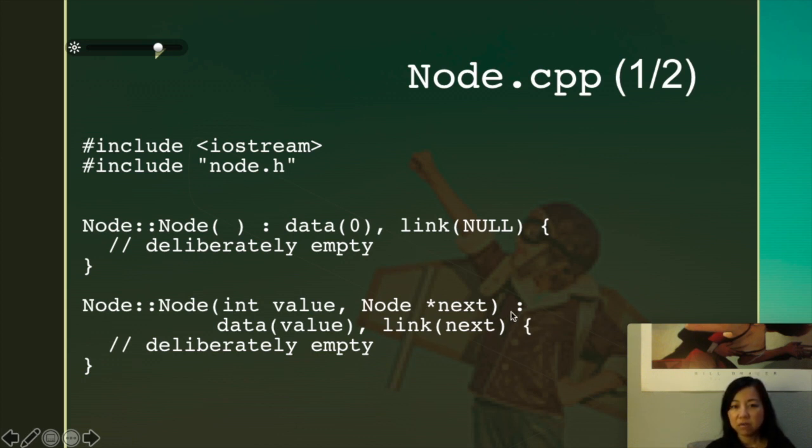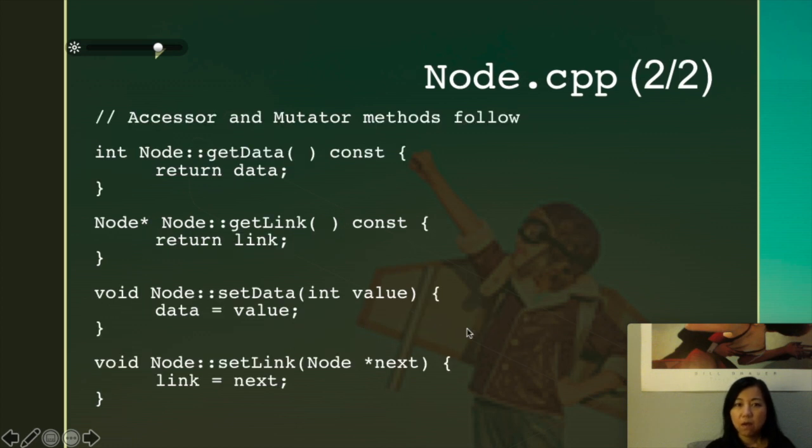So this here is the same. It just says colon data and then the value you want to initialize data to be. Same for the link. The second part of the node.cpp is very simple. It's just returning and setting values.